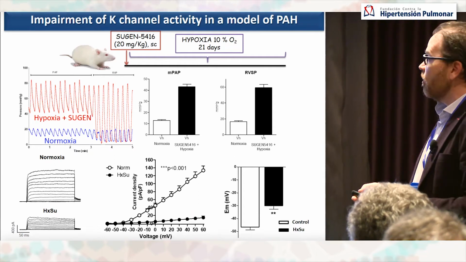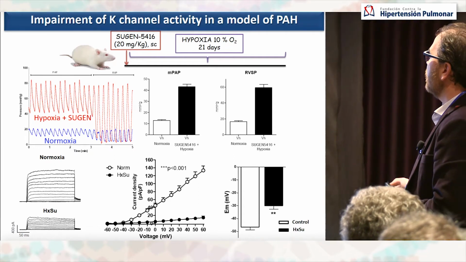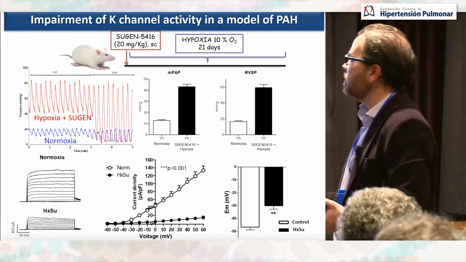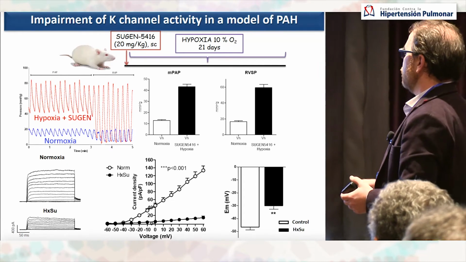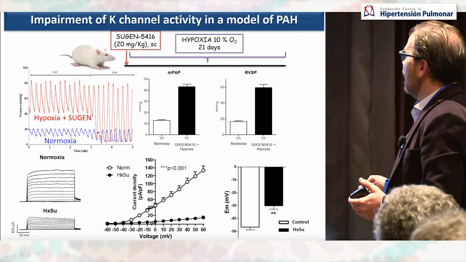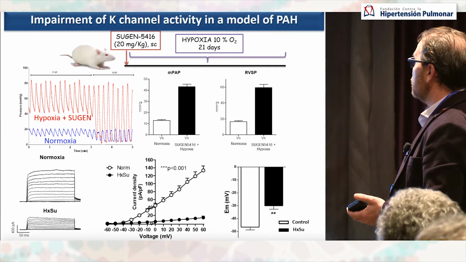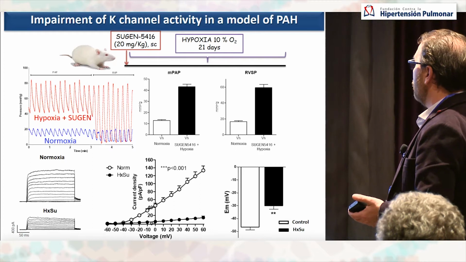My colleague Paco showed you before about the model, the most characteristic model of pulmonary arterial hypertension that involves the addition of the VEGF antagonist and the exposure to hypoxia. These animals, as he mentioned, develop pulmonary arterial hypertension.